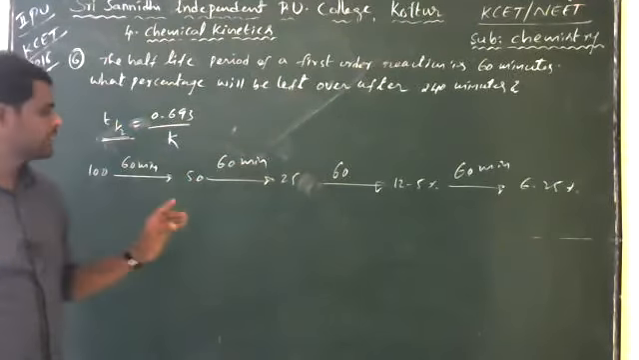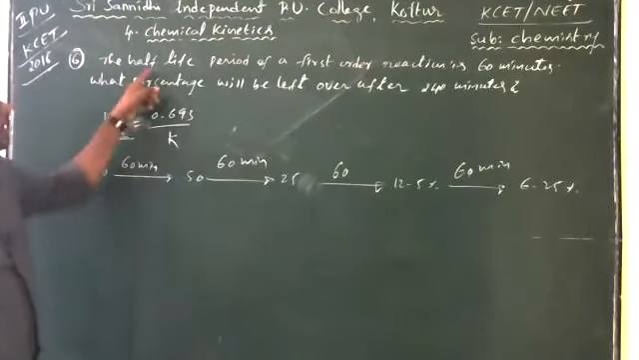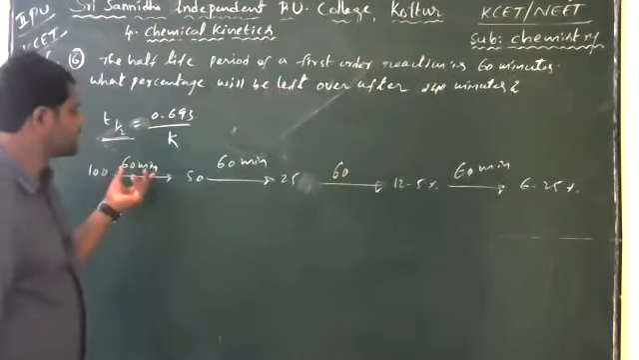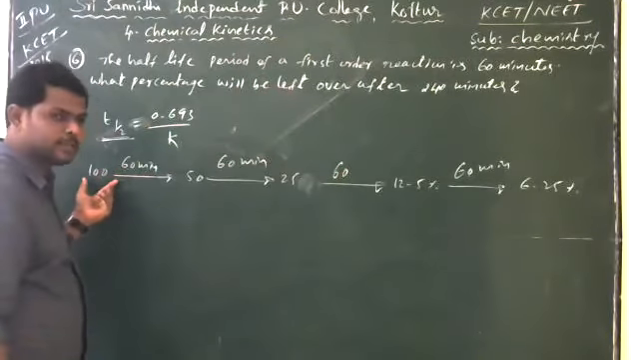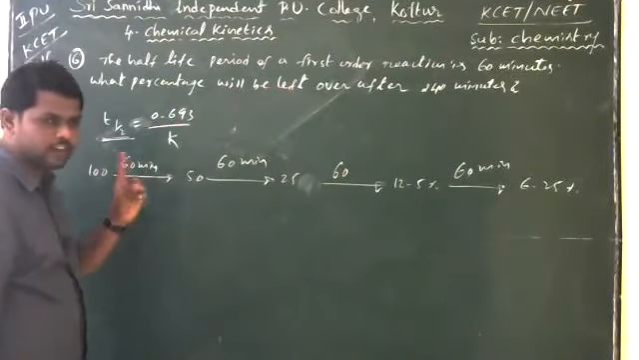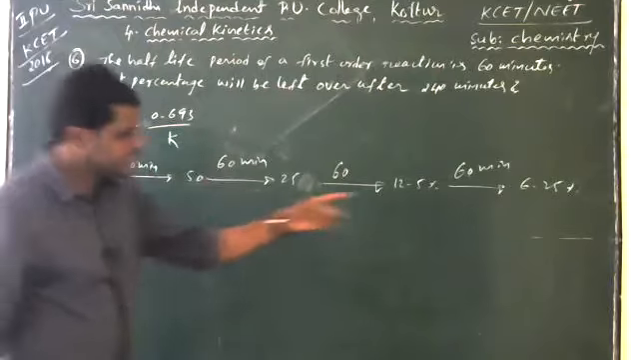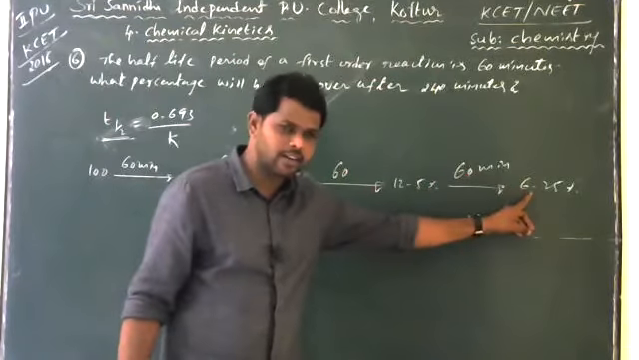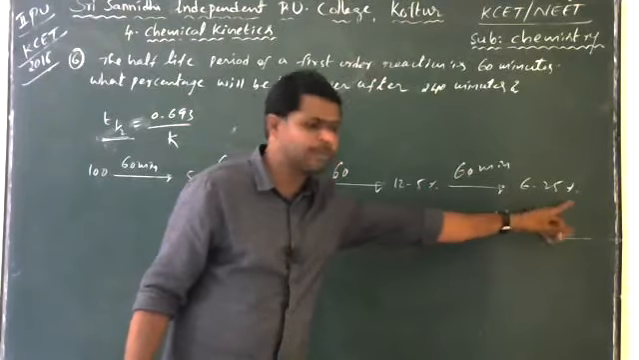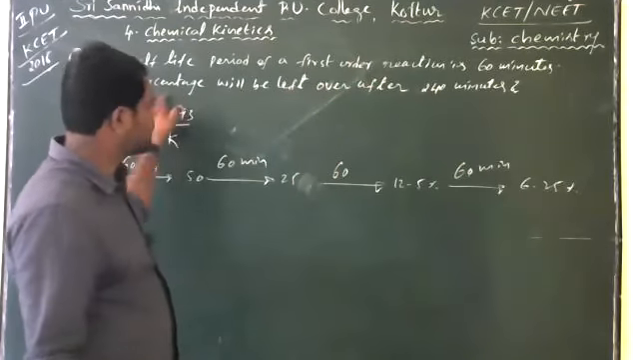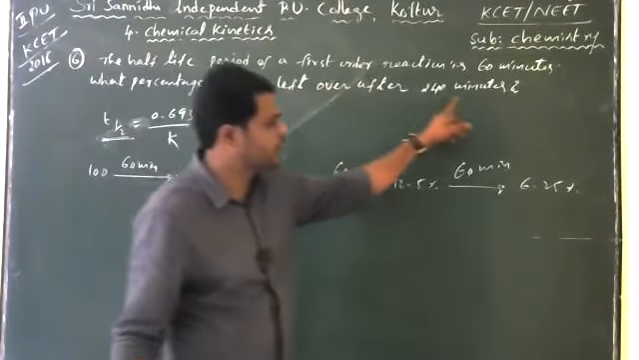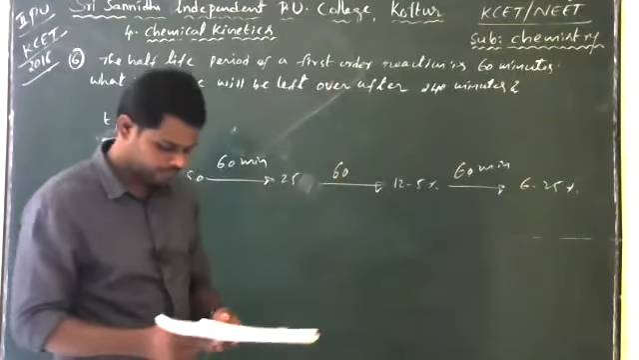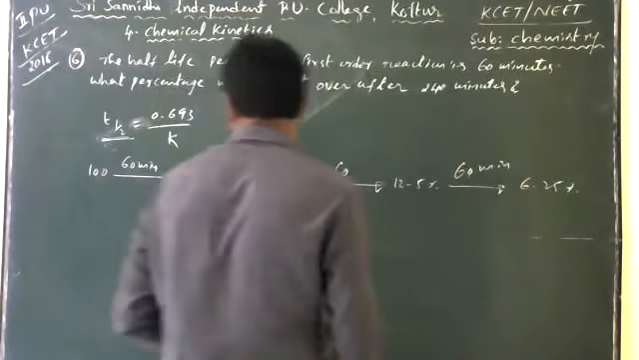So initially we have 100%, and the half-life period of a first order reaction is 60 minutes. Initially 100% is there, 50% remains after one half-life of 60 minutes. Like that, 4 half-lives is nothing but 240 minutes. So after 240 minutes the concentration remaining is 6.25%, which is option A, the answer.